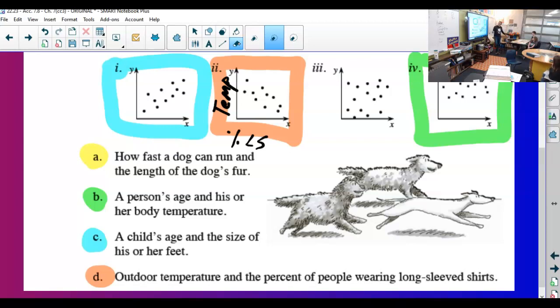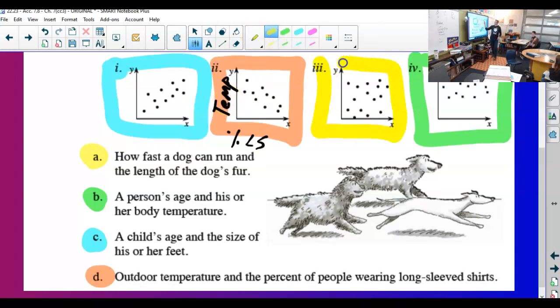No correlation. I'm real tempted, based off my experience with canines, to say that A would probably be pretty random. I mean, can't we see there's a general trend, maybe?